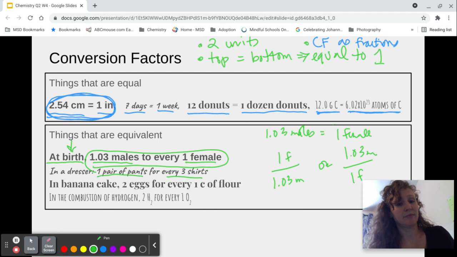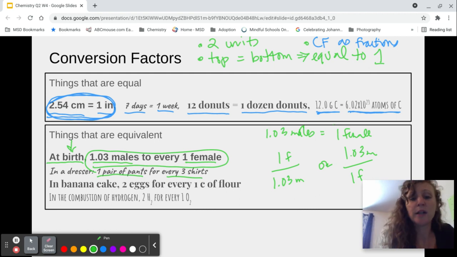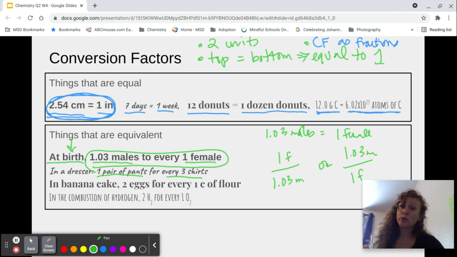In banana cake, you use 2 eggs for every 1 cup of flour. That is a true conversion factor for banana cake. But once you make muffins, that might not be true anymore, and you can't use that ratio.